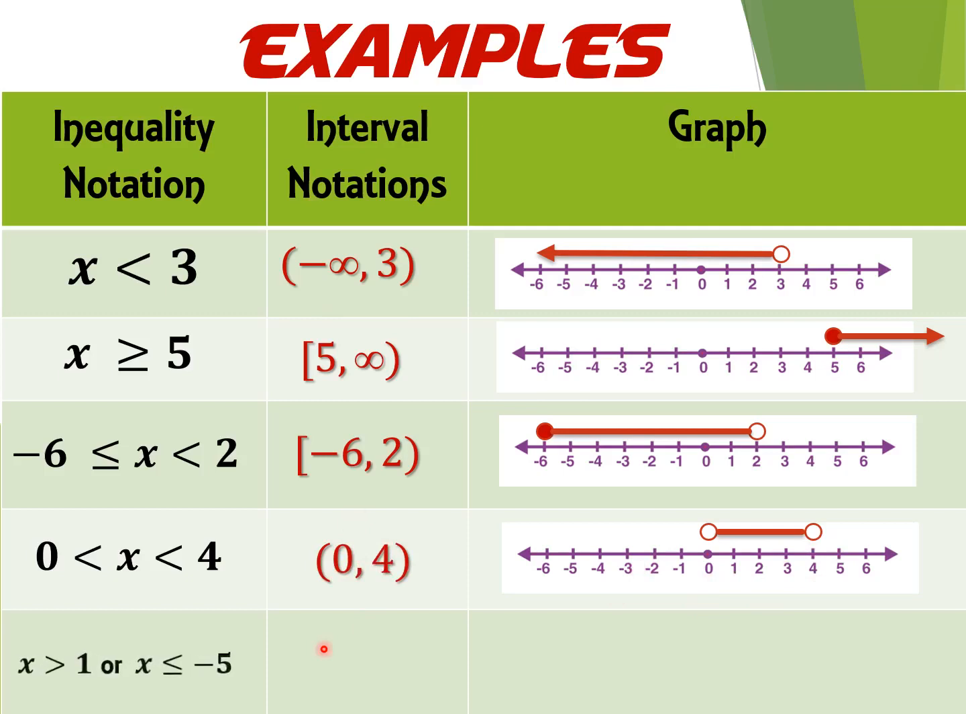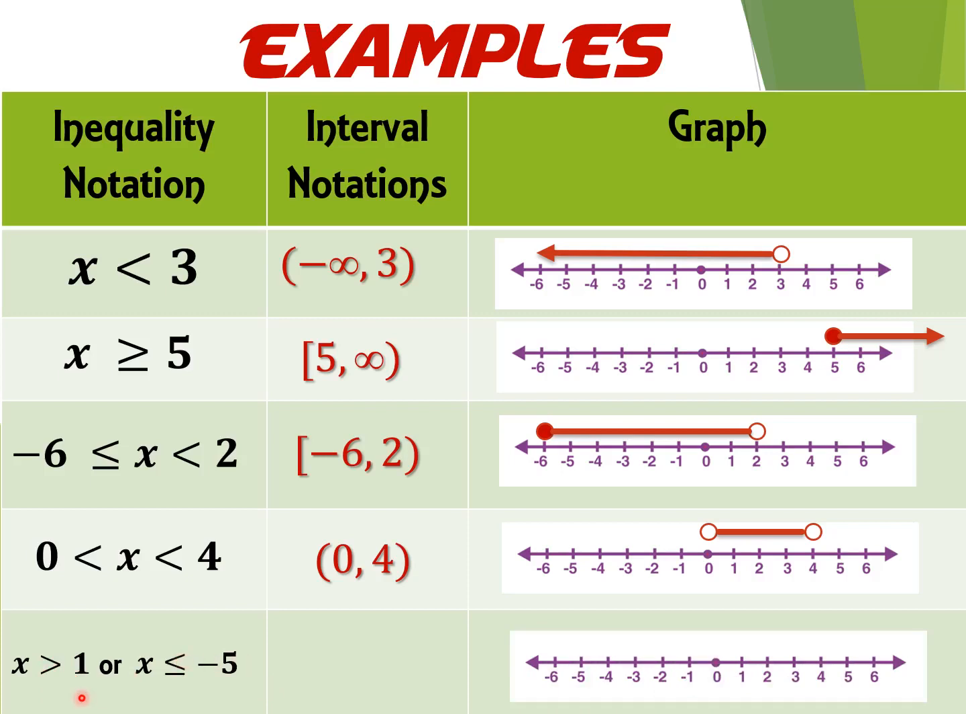And then let's have the last example. This time you have x is greater than 1 or x is less than or equal to negative 5. So you have here two solution sets. Let us graph first x is greater than 1. The numbers greater than 1 are 2, 3, and 4 and so on and so forth. That means your arrow will be pointing to the right, but you will have an open circle at 1. Okay. And for x less than or equal to negative 5, those numbers less than negative 5 are negative 6, negative 7, and so on and so forth. So you will have an arrow pointing to the left and a closed circle at negative 5.